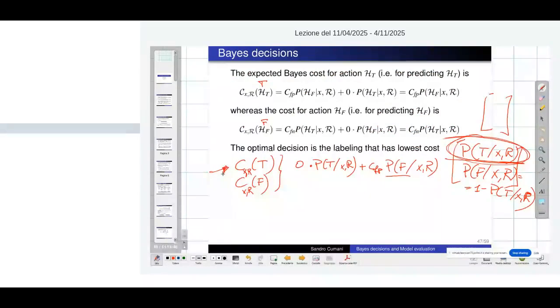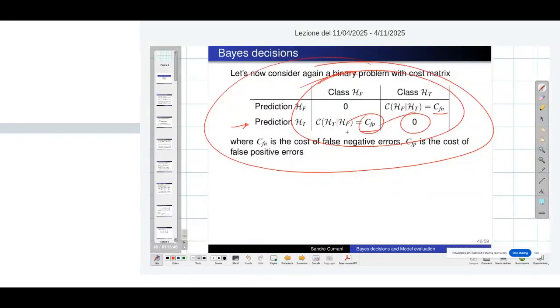Here I'm assigning label true. So if I decide to label the sample as true, then there is this probability that I will be wrong, because that's the probability that the sample is actually from the false class. And in that case, I will pay a cost equal to the cost of a false positive. False positive: I predict as true, positive, but it's wrong, so false.